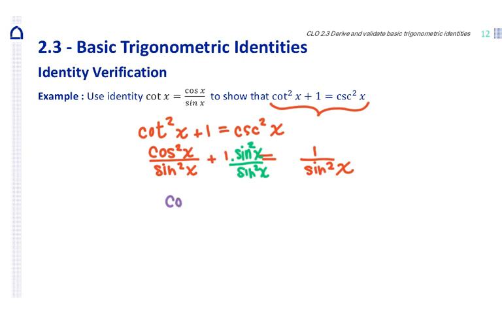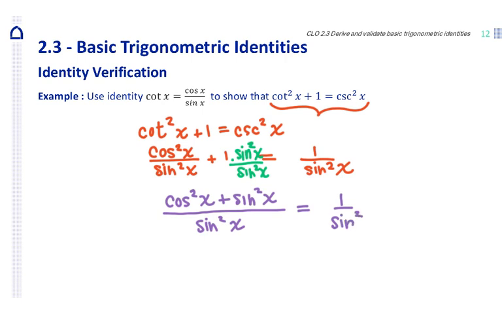Now we've got a common denominator. Cosine squared x plus sine squared x is what's common on top, and the common denominator, sine squared x, on the bottom. We want to show that that equals 1 over sine squared x. Well, on the top, that is a trig identity, where cosine squared plus sine squared is the same as sine squared plus cosine squared. All of that is equal to 1. That's the Pythagorean identity. So we've got 1 on top over sine squared on the bottom equals 1 over sine squared, which we can see left and right are the same. We have verified this identity.